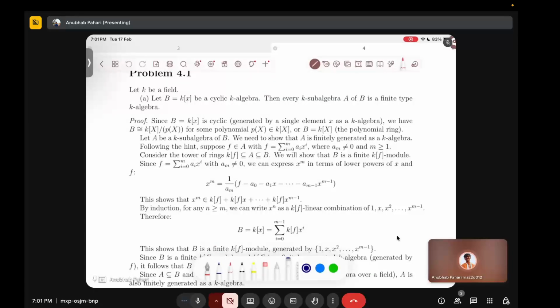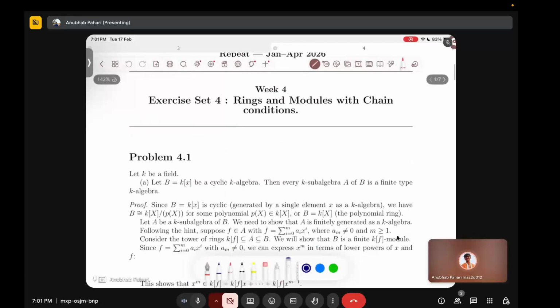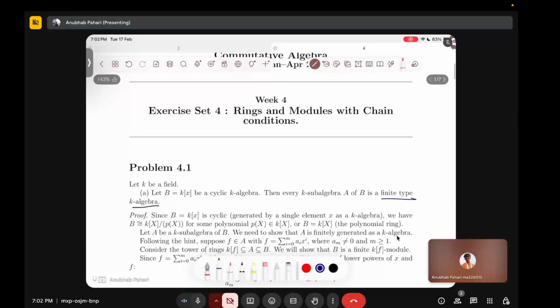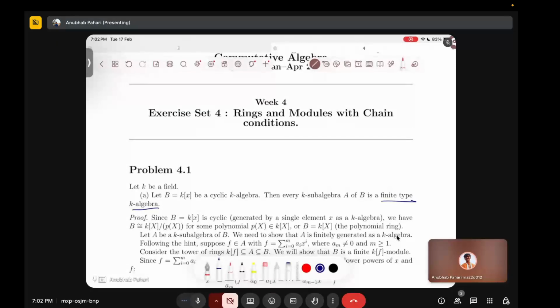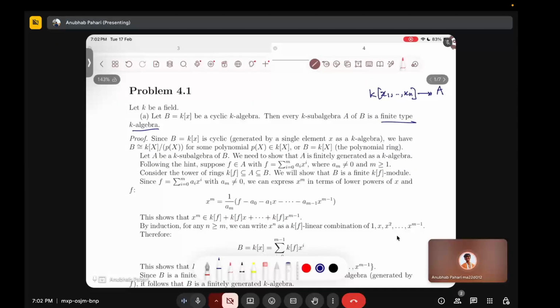Finite type K-algebra means, I'm sure you are familiar with this, but if you are not, then if A is a K-subalgebra, that means if A is a finite type K-algebra, then there should be a surjective map from K[x1, ..., xn] to A. That means it should be generated by finitely many elements as an algebra. Okay, so let's move on to the proof.